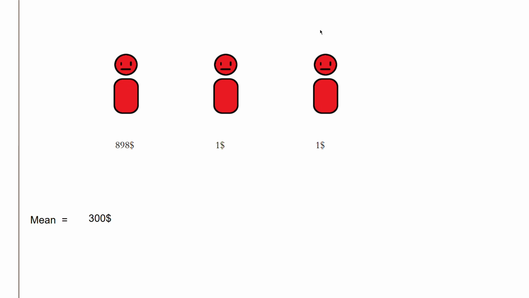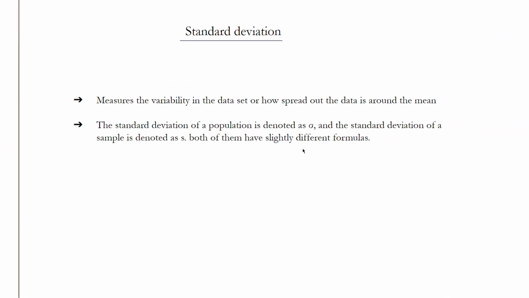There is a way to resolve this problem. That is by knowing the standard deviation. So what is the standard deviation? Standard deviation measures the variability in a data set, or how spread out the data is around the mean. The standard deviation of a population is denoted as this sigma symbol, and the standard deviation of a sample is denoted as a small s. Both of them have slightly different formulas. I will show the formulas to you later.